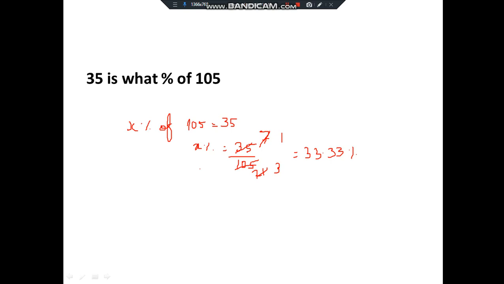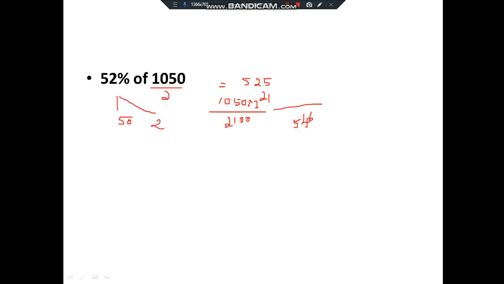See, this question I'll explain. 35 is what percentage of 105? See, what percentage means x percentage of 105 is equal to 35. This is how we have to rewrite the question. Okay. So x percentage we have to find. So taking 105 to the other side, multiplication will become divide. So 35 divided by 105, on cancelling we get 1 by 3, which is 33.33 percentage.